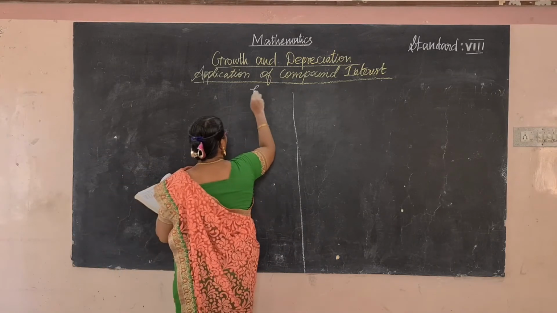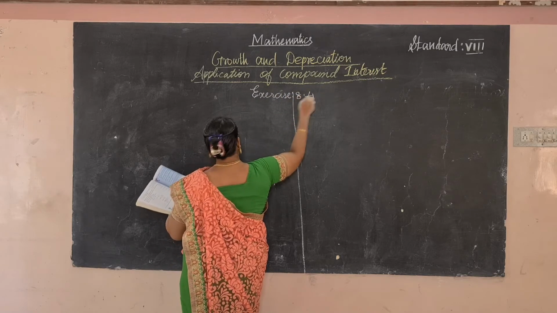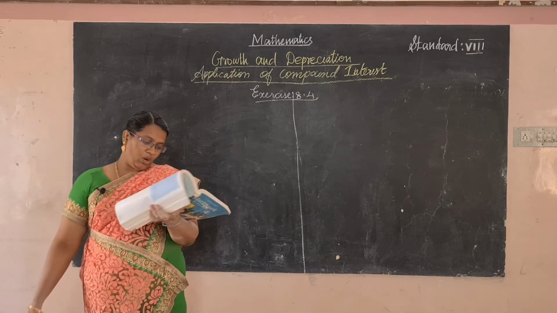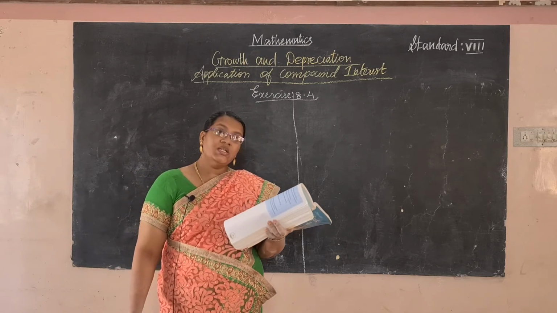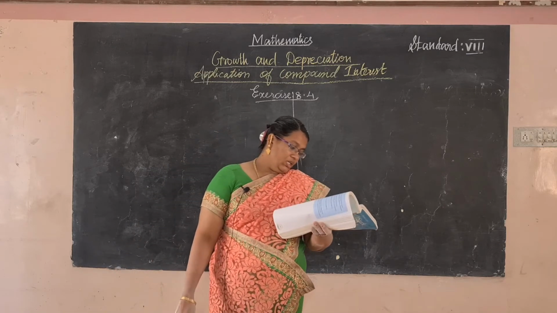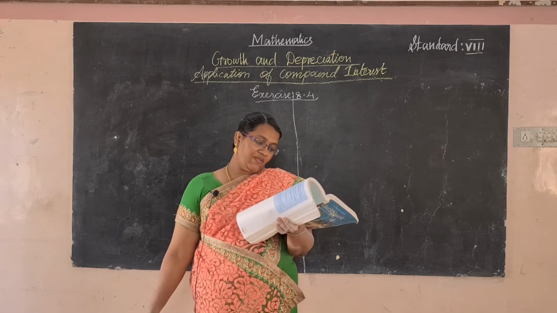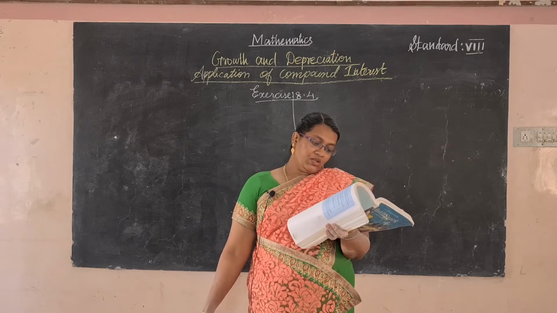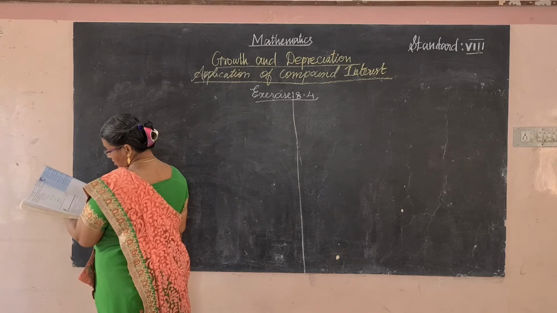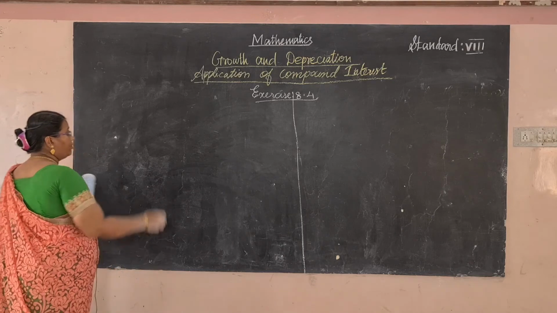Now see exercise 8.4. The first one: the population of a town increases at the rate of 5% every year. If the population of the town is 11,200, find the population after 2 years. So principal value is given, number of years also given, rate of interest also given. We have to find the depreciation, sorry, increase. So growth, increase means we have to find the growth.